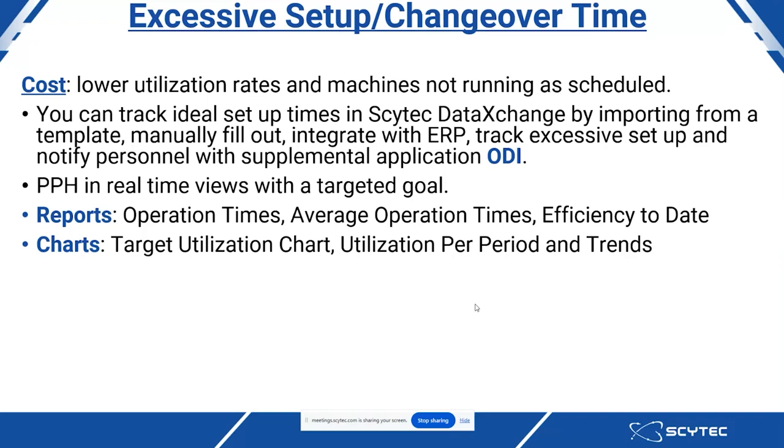You also have the ability for parts per hour percentages in real time with a targeted goal that you can have tracked with our real-time equipment view. And the reports and charts that alleviate these excessive setup and changeover times include an operation times report, average operation times and efficiency to date reports, as well as charts such as the target utilization chart, the utilization per periods, and a trend utilization chart.